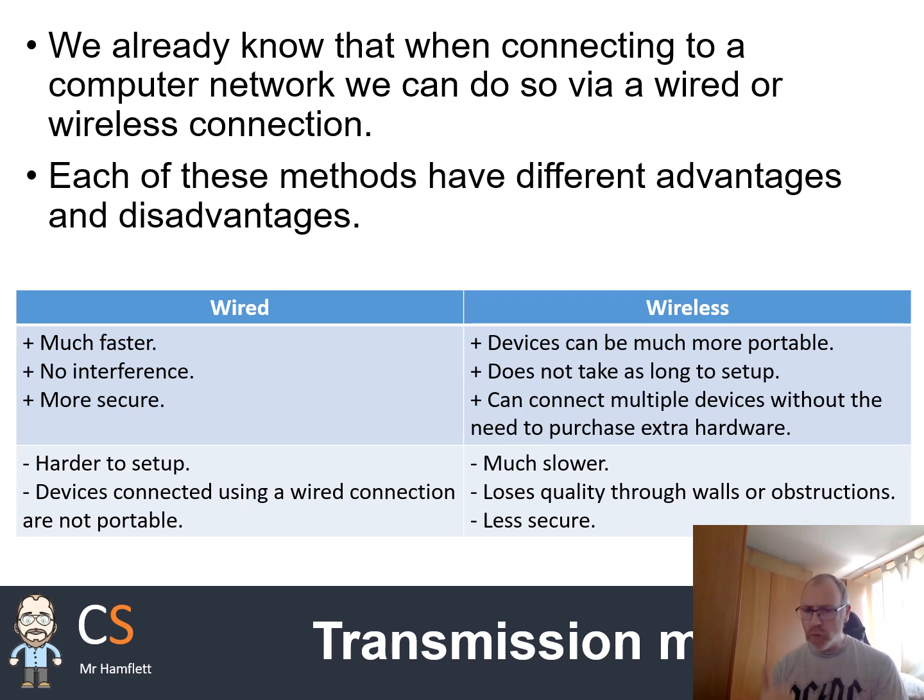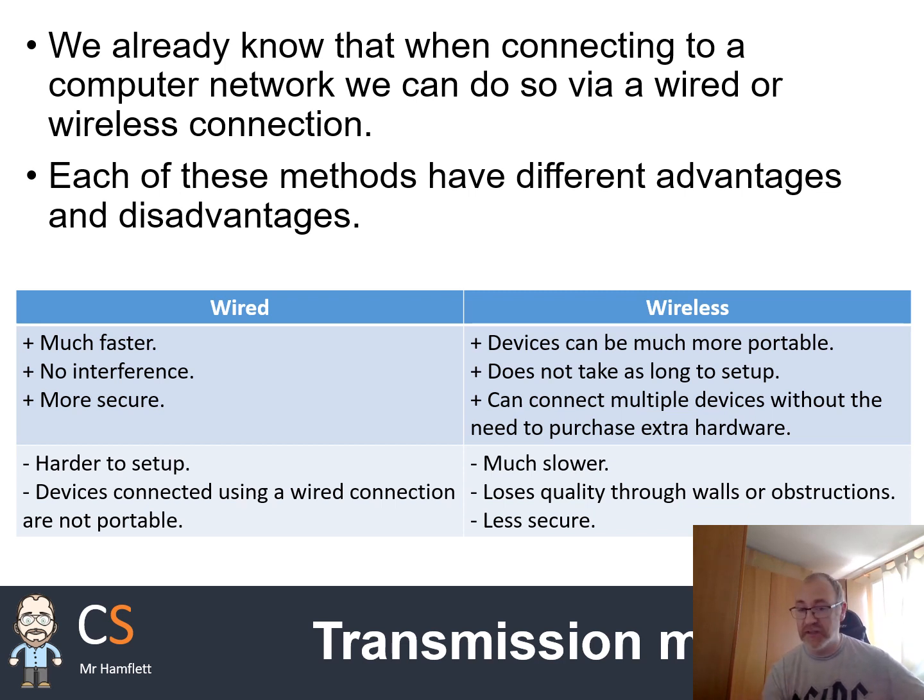So wired is much faster, there's no interference, and it's more secure. Well, I say no interference, there's a tiny bit over the wires, but it's negligible. Obviously, it's much harder to set up because I'm going to have to physically wire the house or the building with physical wires, so we're not tripping over ourselves. And they're not portable. Devices that are wired can't be moved around easily. Wireless is much more portable.